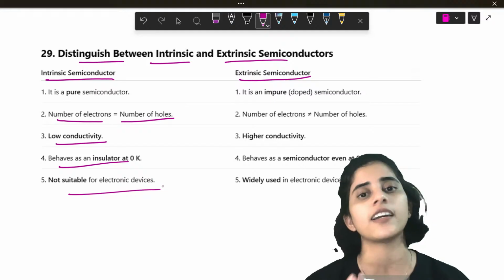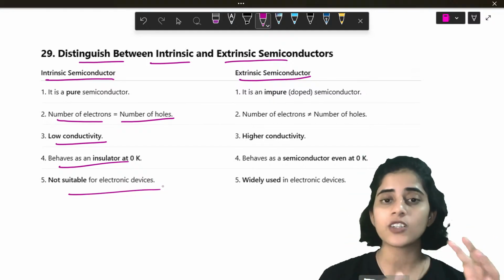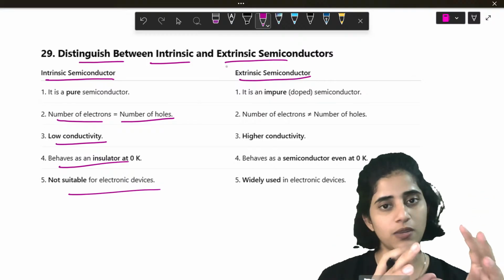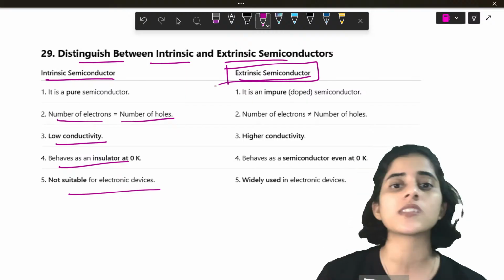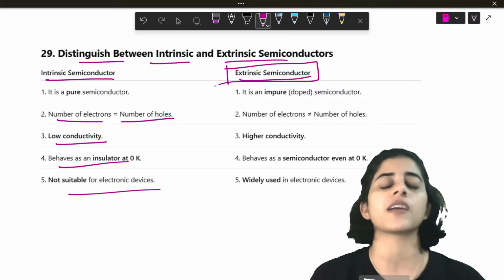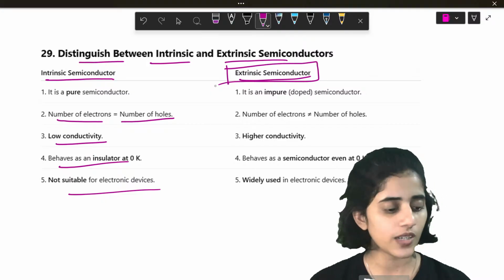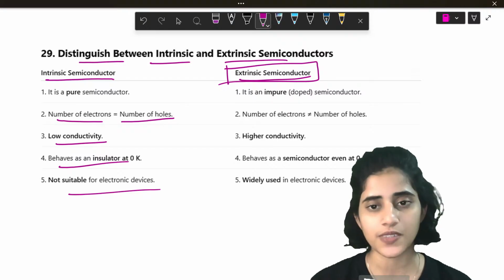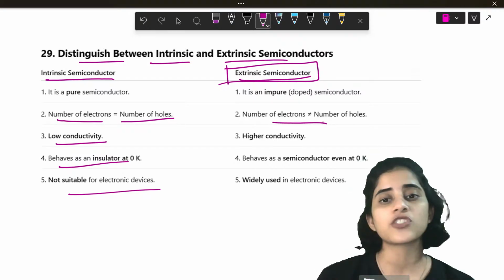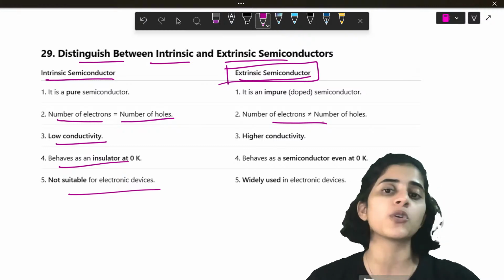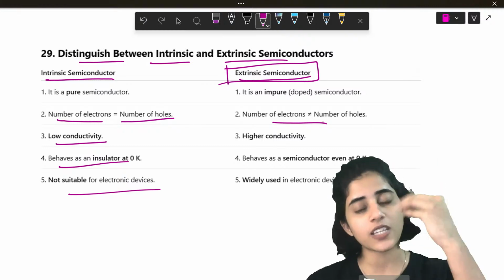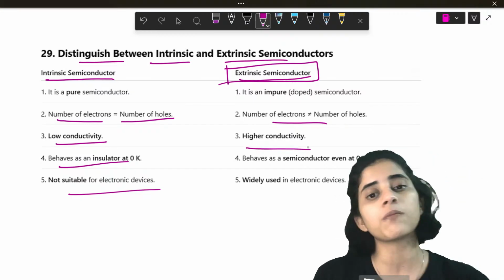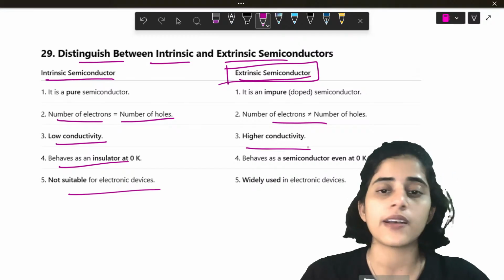So what can be done to a semiconductor? You can add impurities to it. So when you add impurities to an intrinsic semiconductor, it becomes an extrinsic semiconductor. An extrinsic semiconductor is a conductor which has impurities. Now the number of electrons is not equal to number of holes because I have added impurities. So the impurities will have some electrons and holes that will also contribute. So why did I add impurity? To increase the conductivity.